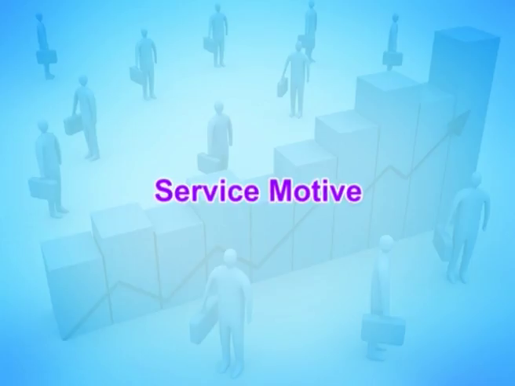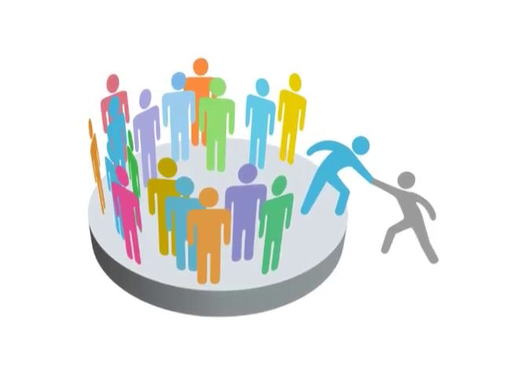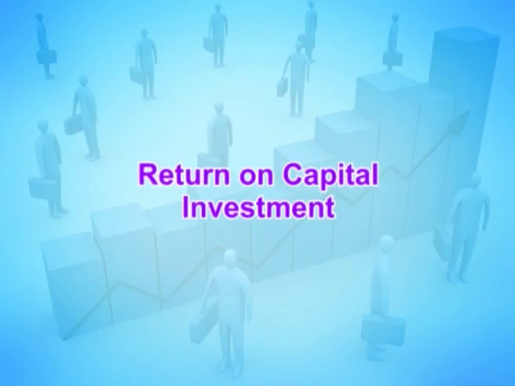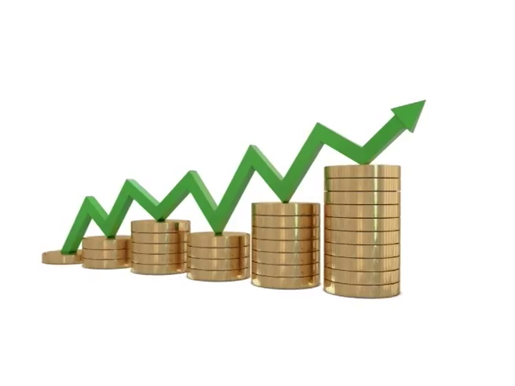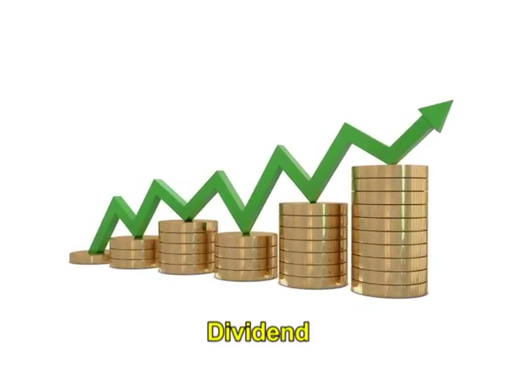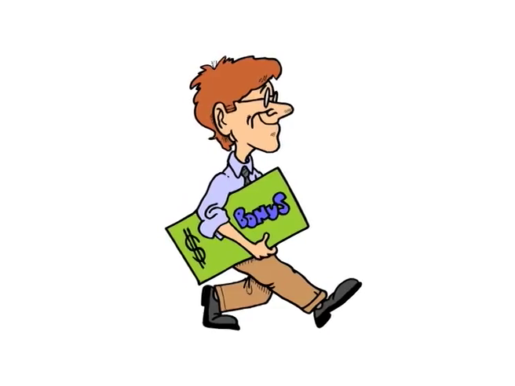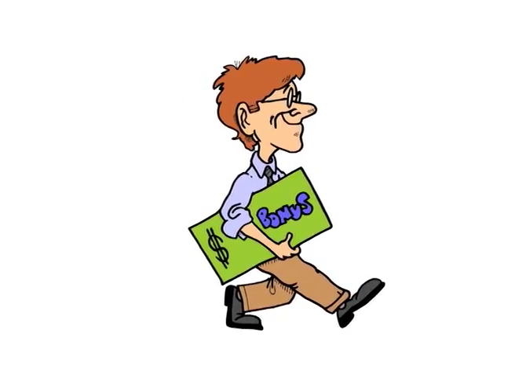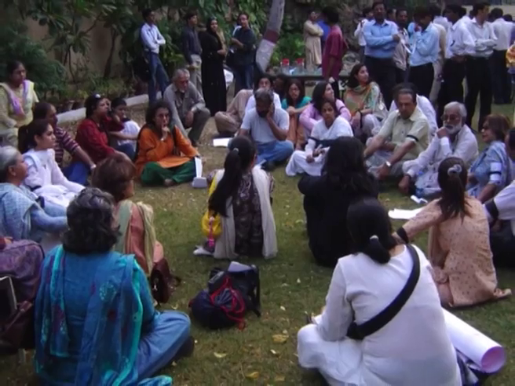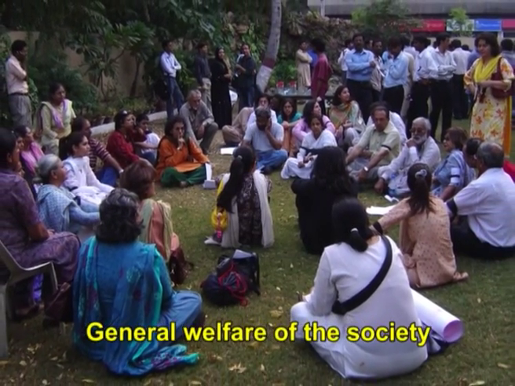Service motive. The primary objective of all cooperative societies is to provide services to its members. Return on capital investment. The members get a return on their capital investment in the form of dividend. Distribution of surplus. After giving a limited dividend to the members of the society, the surplus profit is distributed in the form of bonus, keeping aside a certain percentage as reserve and for the general welfare of the society.